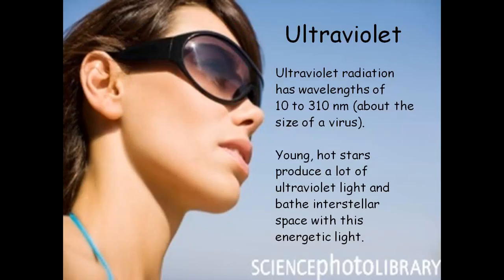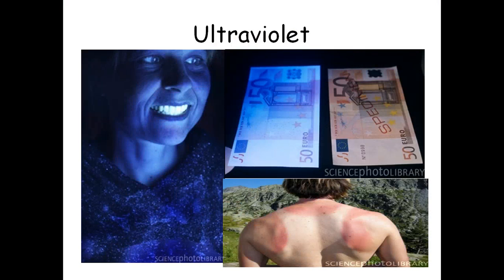Ultraviolet radiation has wavelengths of 10 to 310 nanometer. Young hot stars produce a lot of ultraviolet light and bathe interstellar space with this energetic light. This is an example of how ultraviolet rays are used.